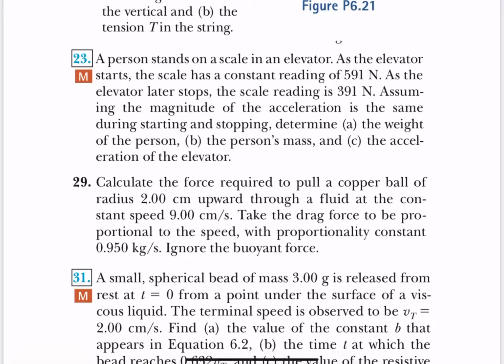Hello students, here we have problem number 23. A person stands on a scale in an elevator. As the elevator starts, the scale has a constant reading of 591 newtons. As the elevator later stops, the scale reading is 391 newtons. Assuming the magnitude of acceleration is the same during the starting and stopping, determine the weight of the person, the mass, and the acceleration of the elevator.